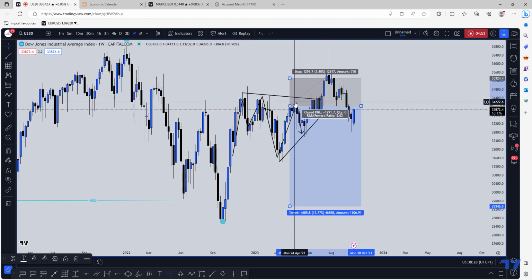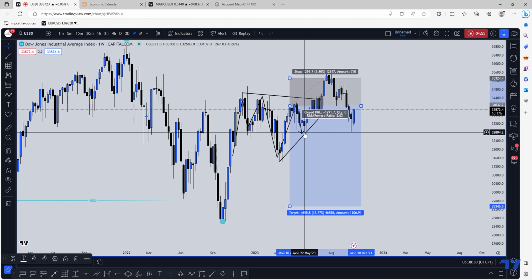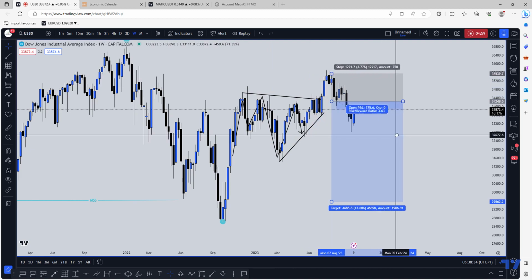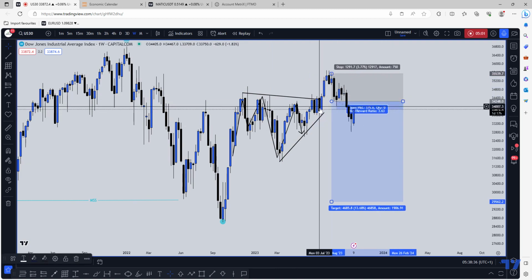And as you can see, the market started to push to the downside, inducing more and more sellers. More and more traders placed their stops above here. And again, here we had a weekly bearish engulfing candle.